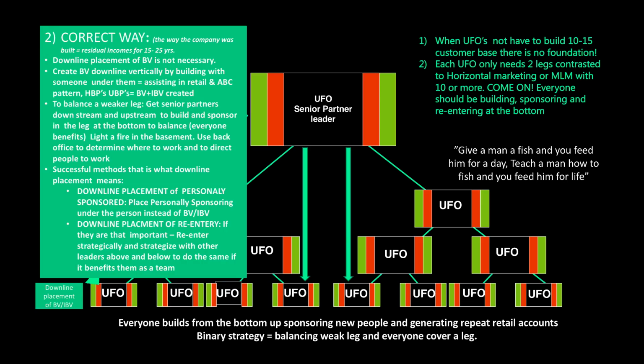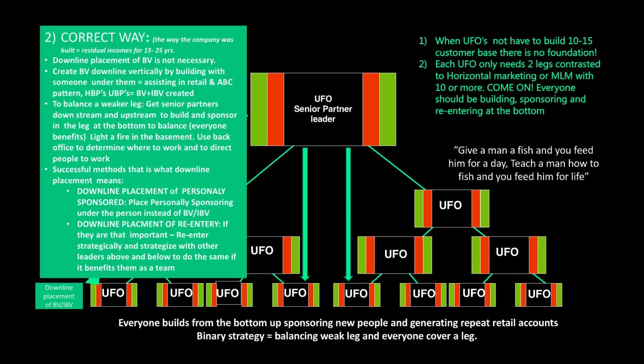It lasts forever. So to balance a weaker leg, get senior partners downstream and upstream to build and sponsor in the leg at the bottom to balance it. Everyone benefits. So light a fire in the basement. Use the back office to determine where to work, to direct people to work. That's what it's for. You can see where it needs building. And by doing that, you're going to have a stronger business. Before you couldn't see it, you had to figure it out.